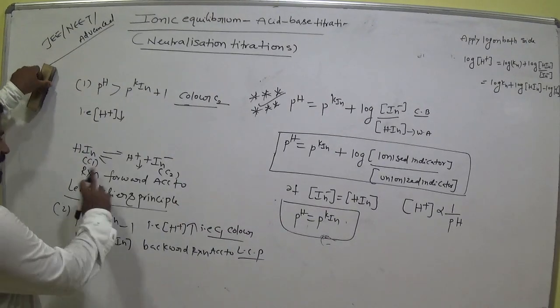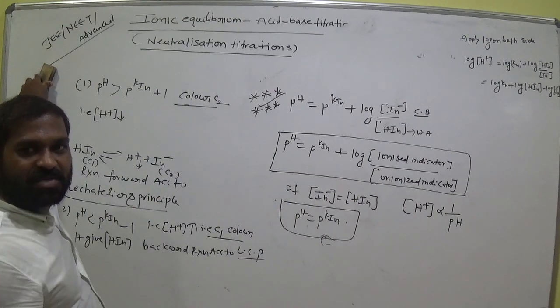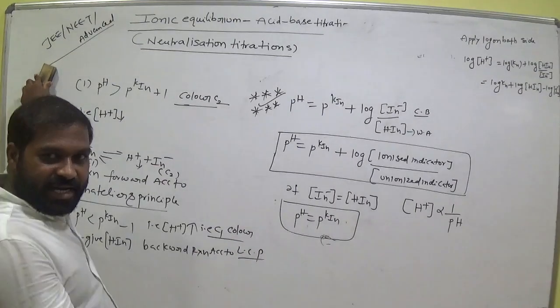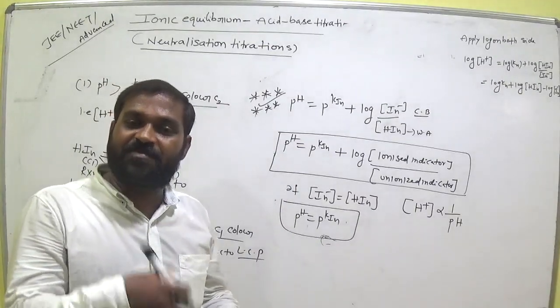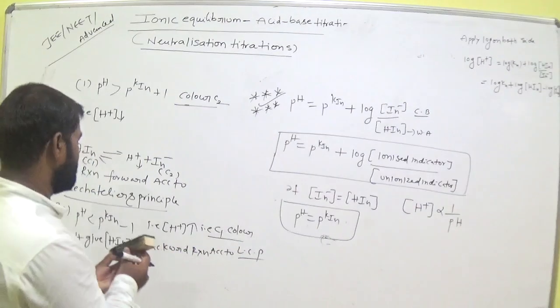So that means color change is very, very important at the end point of the titration. Before adding it to the conical flask, it shows one color. After adding it to the conical flask, at that point it needs to show another color. Okay.